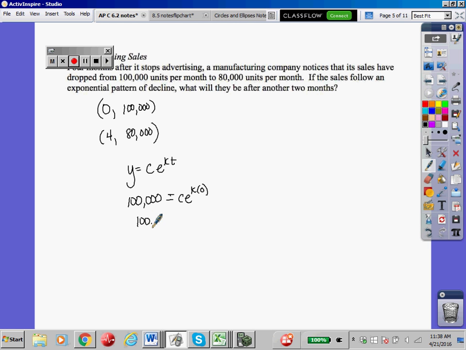So look, for those of you that are struggling to get started, you take anything that has the 0, if that's an option. We want to start with that. So plug it into this. 100,000 equals C times e to the k times 0. E to the 0 is 1, so there's my initial amount. Now they gave you a second point that we can find the k value by plugging in the y and the t. So we're going to go 80,000 equals 100,000 e to the k times 4 power.